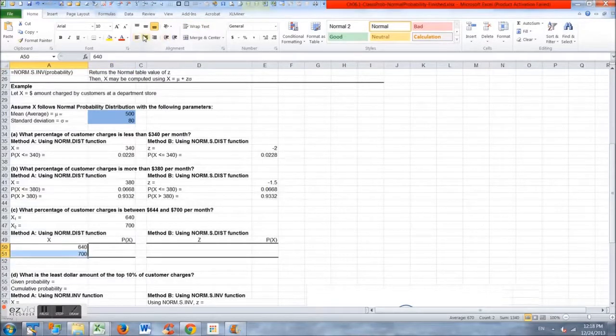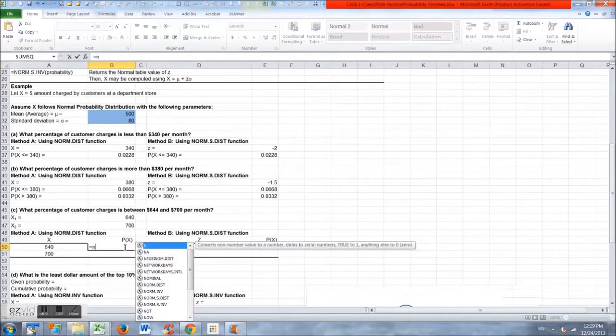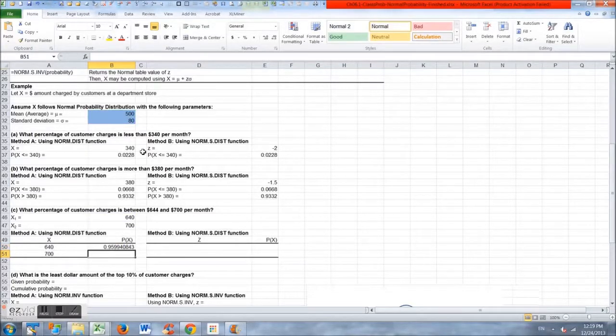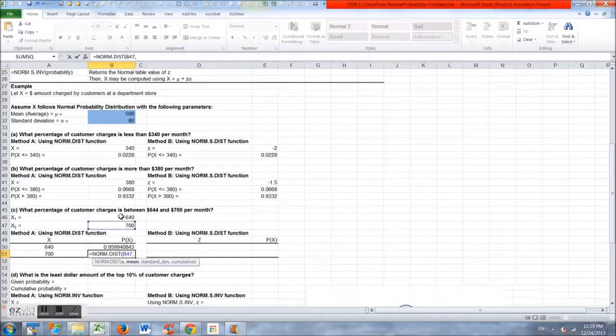Okay, let's center that. And if you use norm.dist, the first x value, comma, mean, comma, standard deviation, comma, 1, that will give us the cumulative probability for 640. Do the same thing with 700, B31, comma, B32, comma, 1.